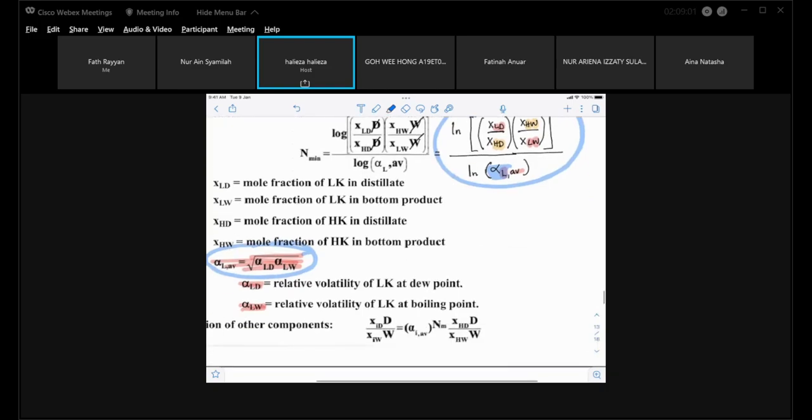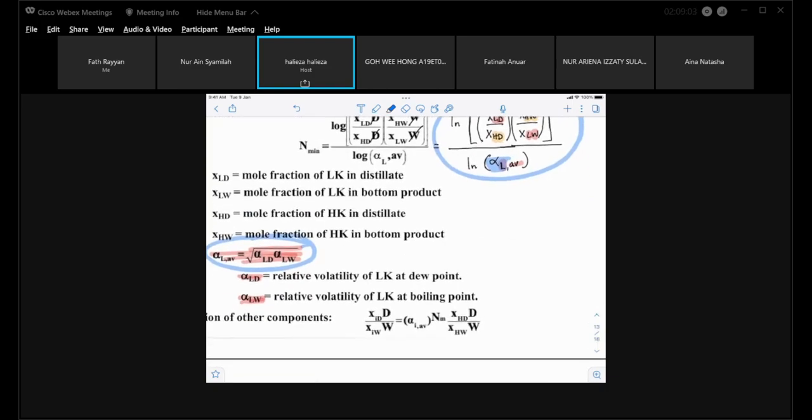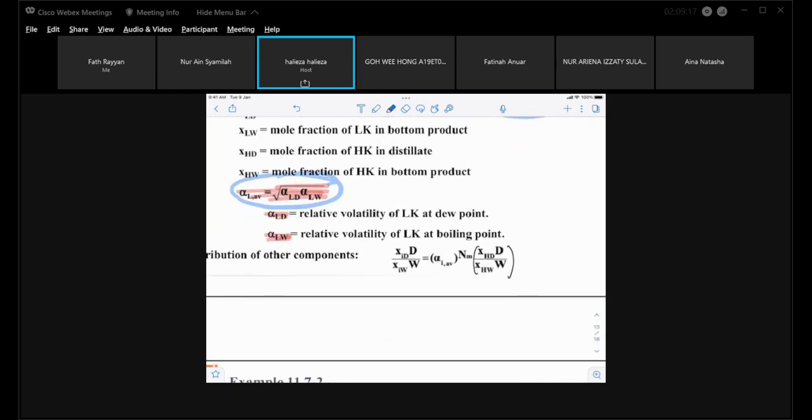Right? So once I have done that, I need to bracket this. And you can see that this is to the power of N min. So I will calculate the actual composition of component A and D, because for component A and D, initially I assumed that all of A will be in the distillate, all of D will be in the bottom product. Now I will have to recalculate and check my assumption using this equation.